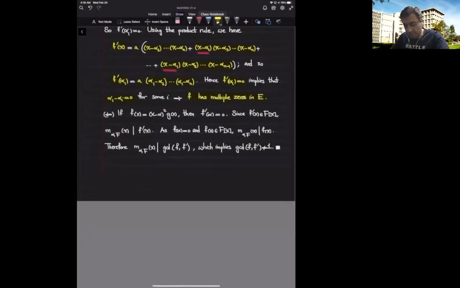Now, let's go the other way around. Suppose that it does have multiple zeros inside its splitting field. So for some alpha, f is x minus alpha squared times g(x).